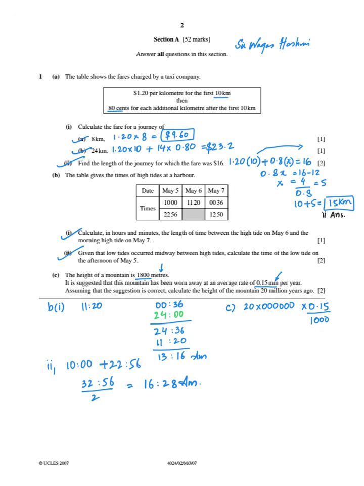So now we need to simplify. 3 zeros and 3 zeros cancel and its value is 3000 meters, right? Now that 3000 meters has been worn away and the current height is 1800 meters. So the total height, we need to add 1800 meters to it, and that will be 4800 meters. That is the height of the mountain 20 million years ago.